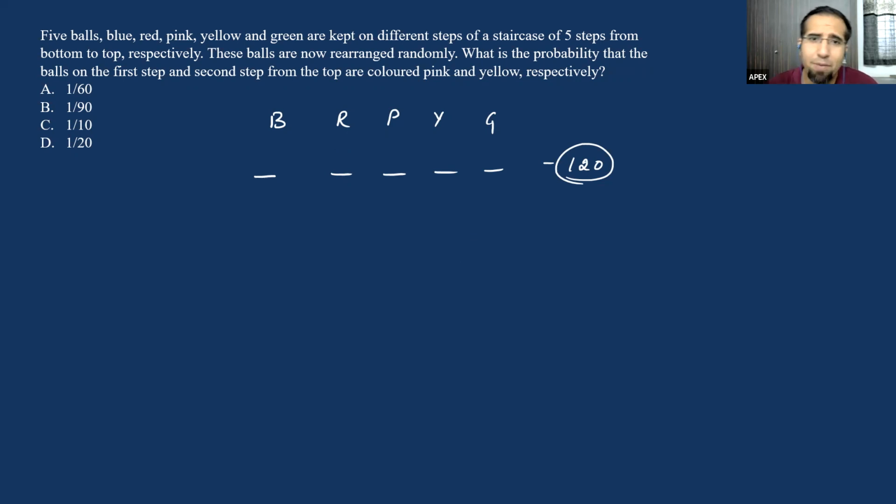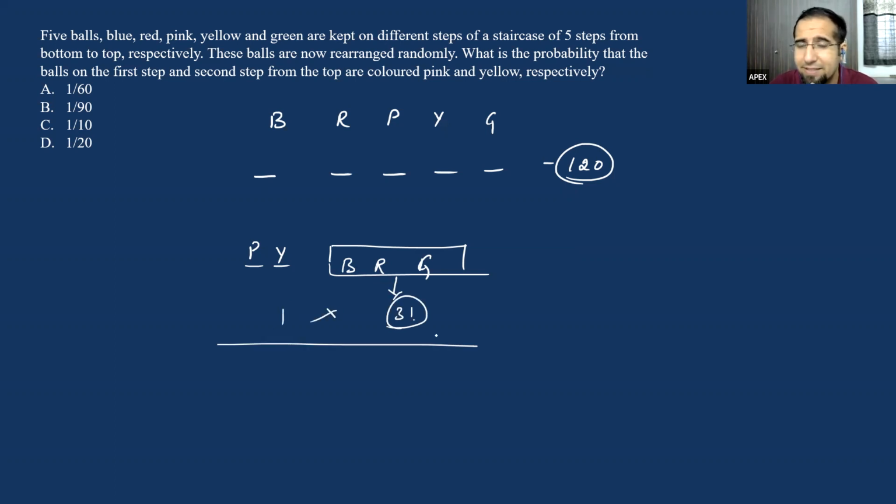Clear? So if I want pink and yellow in the first and second from the top, let me freeze pink and yellow. That means, can I say in the remaining 3 places, I have to arrange B, R, and G. So 3 things in 3 places will be how many ways, guys? 3 factorial into 1.